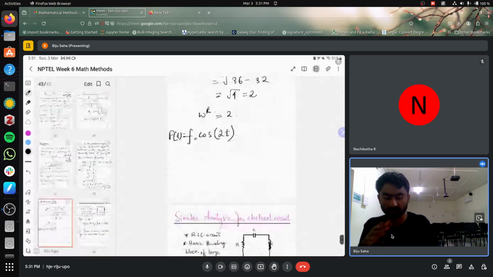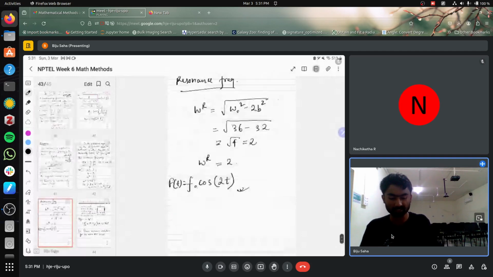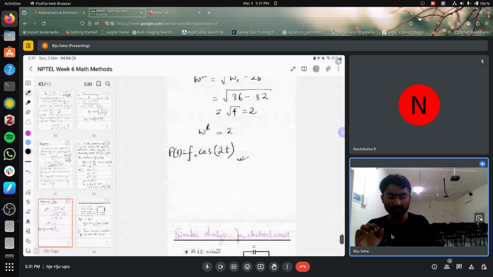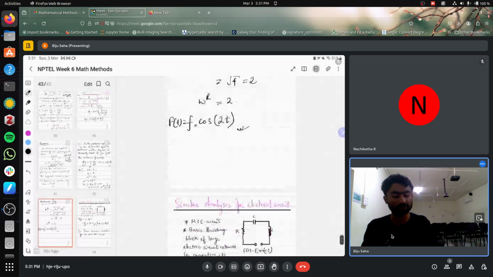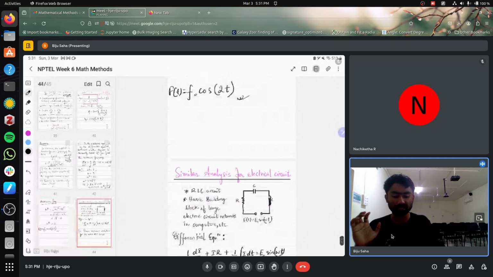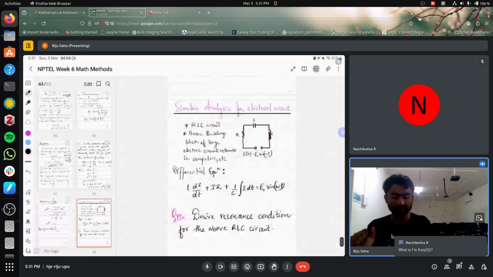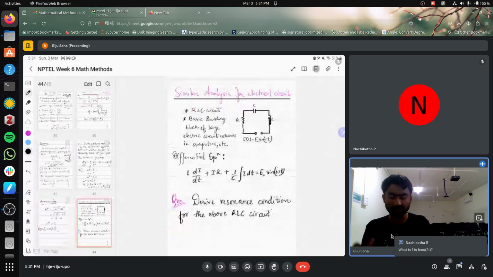That's the case for this particular system, which is the spring mass system. Let us do a similar analysis for the electrical circuit. The electrical circuit I have considered is an LCR circuit or RLC circuit.